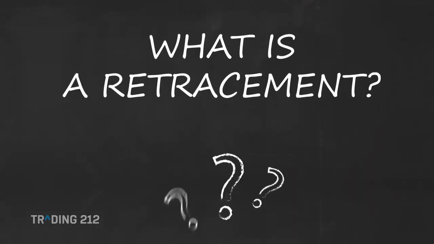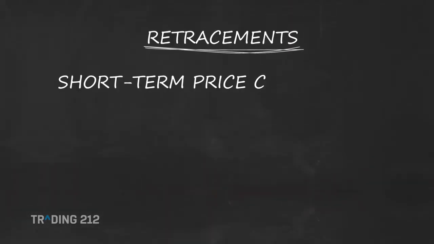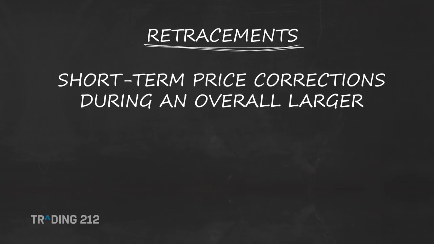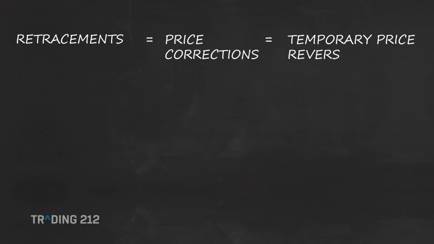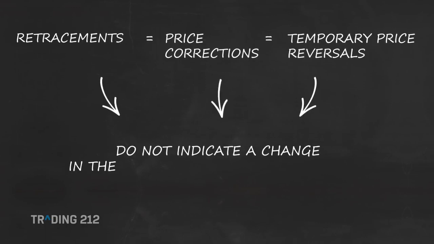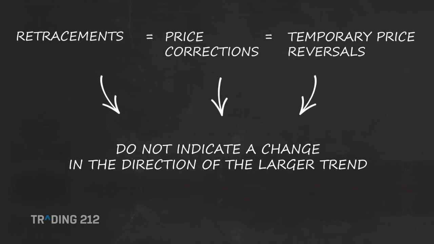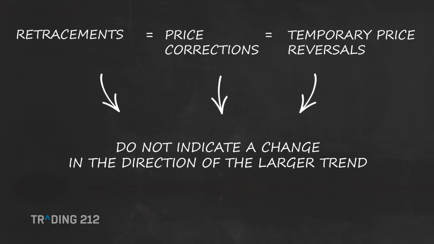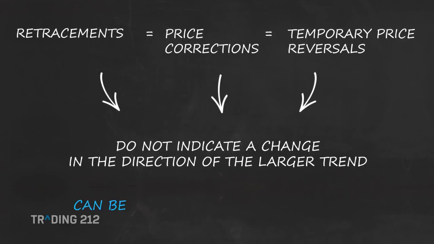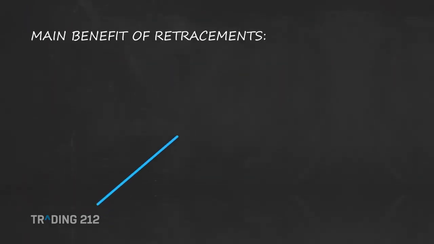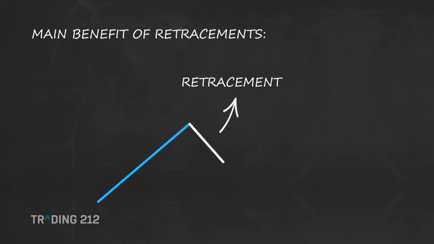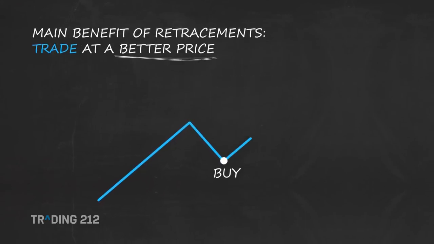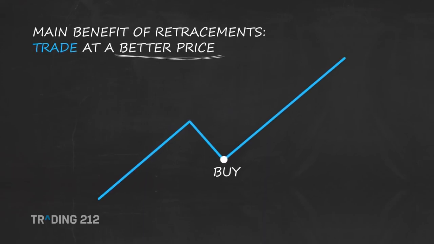What is a retracement? Retracements are short-term price corrections during an overall larger upward or downward movement. These price corrections are temporary price reversals and do not indicate a change in the direction of the larger trend. Finding and trading retracements is a method of technical analysis used for short-term trades. The main benefit of trading retracements is that they provide an opportunity to profit by entering a trade in the original direction of the trend at a better price, just before the continuation of the move.